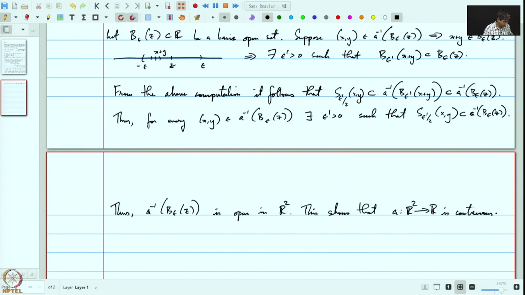Similarly, let us show that the multiplication map is continuous. So we prove the second part now. Once again, we start with a small computation. Let's start with a delta which is positive and less than 1, and suppose that (x', y') belongs to S_delta(x, y). So this is in R^2.